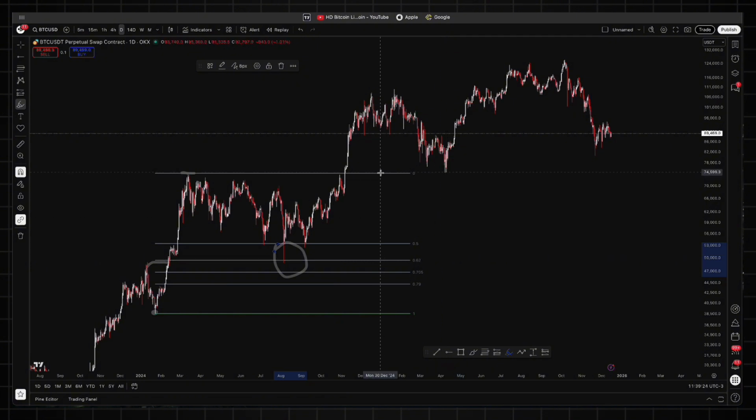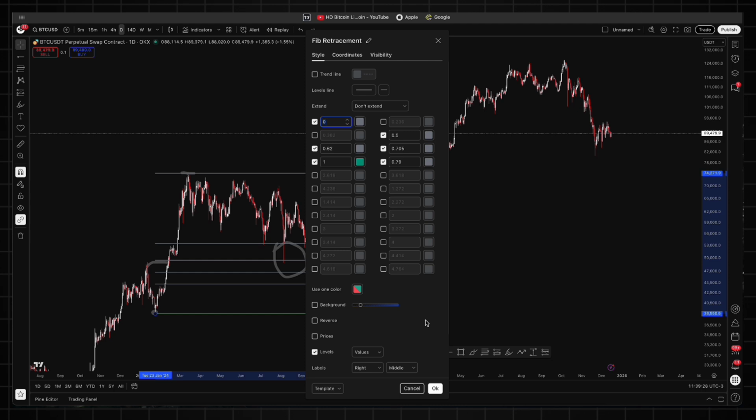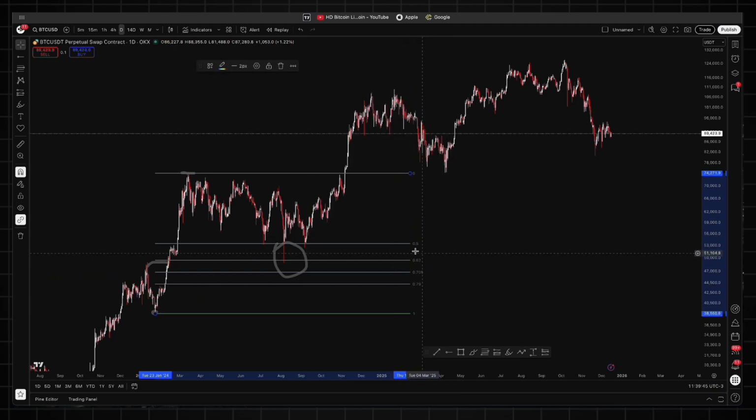I'm also opening the settings for you. You can pause the video and apply these levels to your Fibonacci grid on your trading platform. These are 0, 0.62, 1, the 0.5 equilibrium level, 0.705, and 0.79. These are three levels that allow us to find the ideal entry point. So we've covered that. Here we enter the position accordingly.